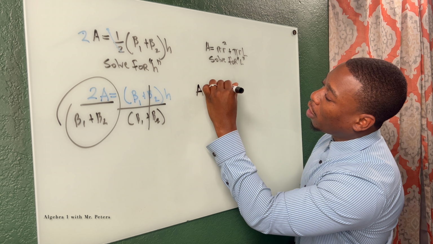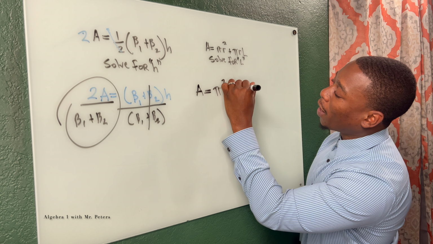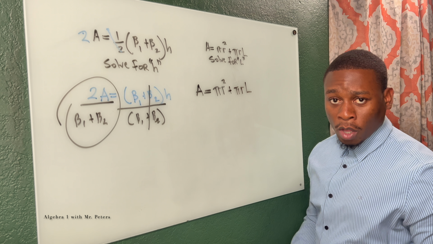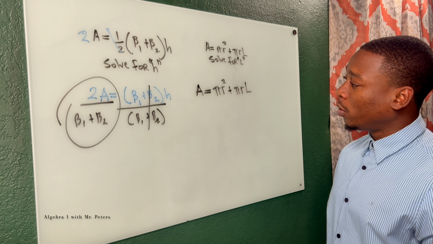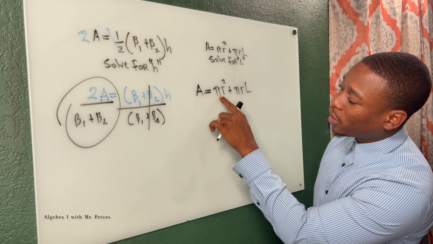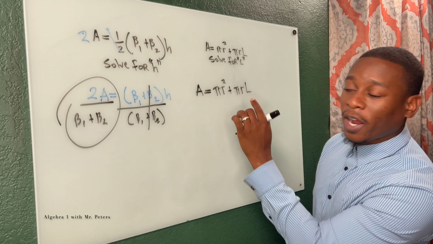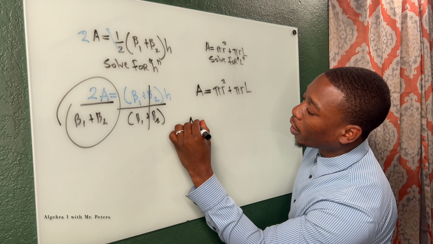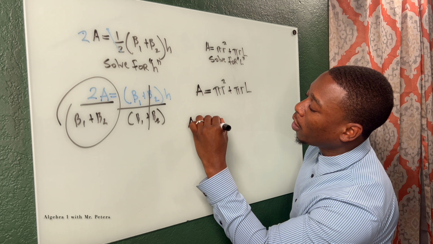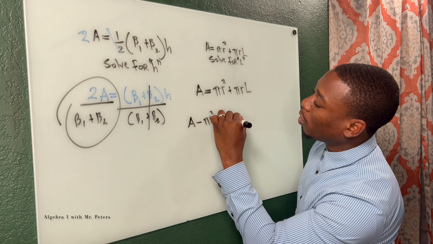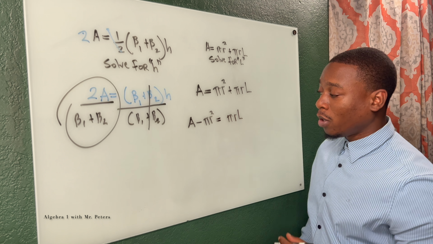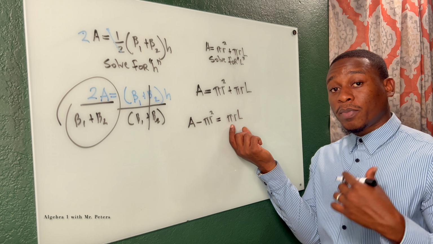Now, when we get over to our second example, they give us the formula A is equal to pi r squared plus pi times r times L. They want us to solve for L. First thing we're going to do is focus on this part, pi r squared. We're going to subtract. So after we subtract, we have A minus pi r squared is equal to pi times r times L.